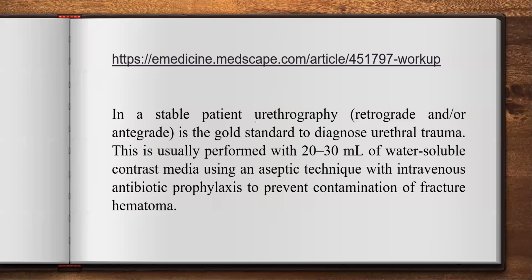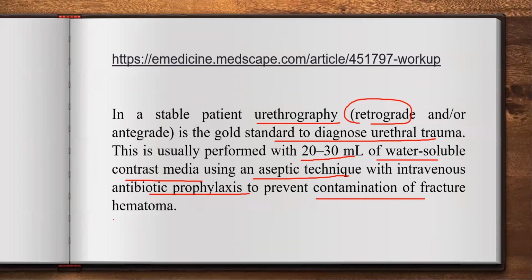In a stable patient, this is from your e-medicine. In a stable patient, urethrography, mainly we do retrograde one, is the gold standard to diagnose urethral injury. This is usually performed with 20 to 30 ml of water-soluble contrast media using an aseptic technique with intravenous antibiotic prophylaxis to prevent contamination of fracture hematoma. So usually you insert a water-soluble contrast.